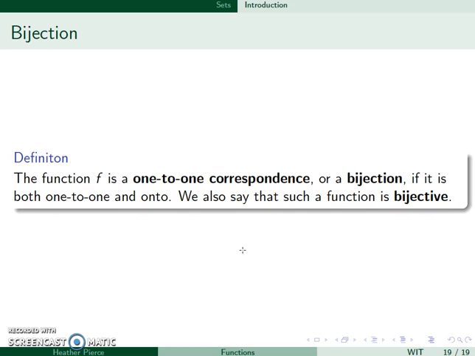And in addition, a function is said to have a one-to-one correspondence, or a bijection, if it is both one-to-one and onto.